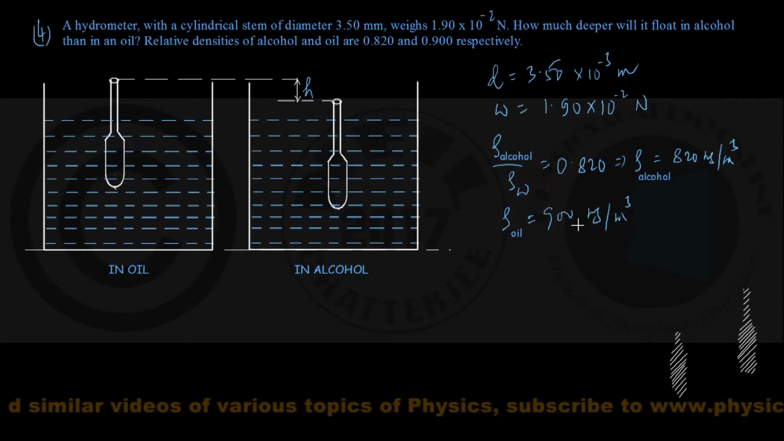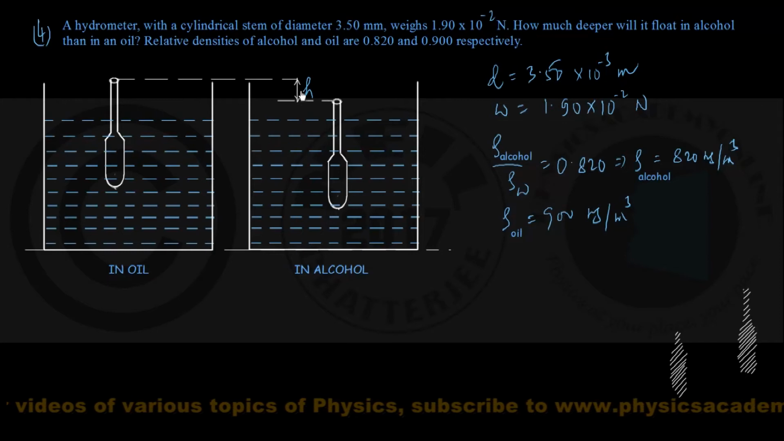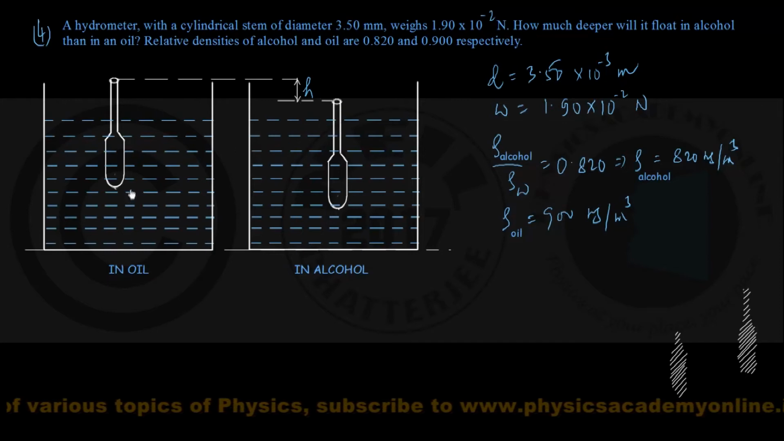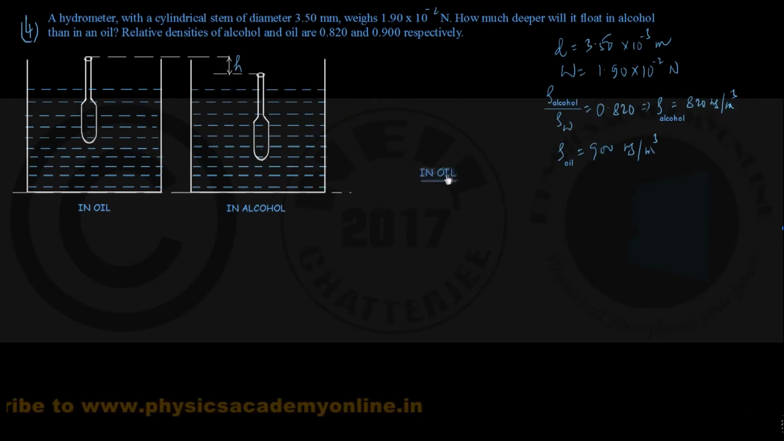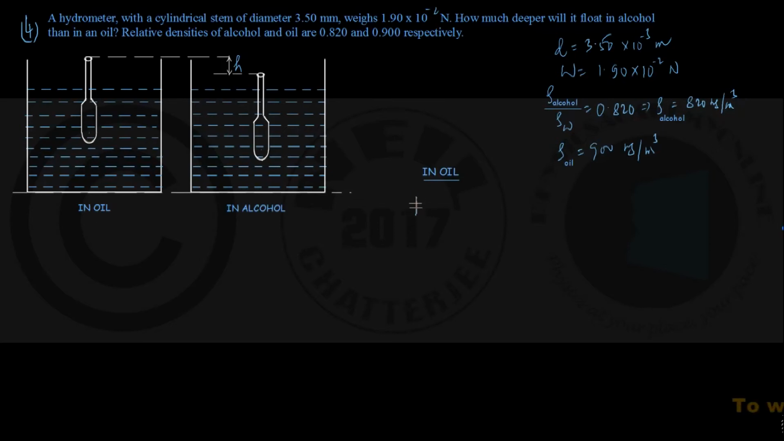This is the information given, and as I said, you have to find out how much deeper does the stem go when it is transferred from the oil into the lighter alcohol. That is the question here. So let us examine first the floating condition of the hydrometer in the oil. And we know that there are two forces acting on this hydrometer. One is the force of gravity acting downwards, and the other is the force of buoyancy acting upwards. And these two forces must have equal magnitude, because this hydrometer is in floating equilibrium. So we write down the condition for floating equilibrium: Fg is equal to Fb.